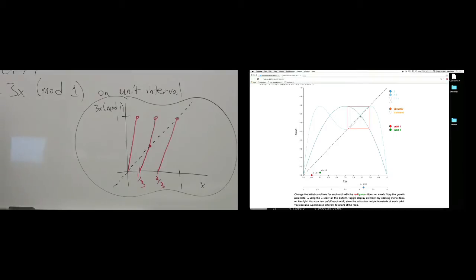A half maps to a half? Yes. Very good. Anything else? Infinitely many things do. 1/6. What happens when you multiply a sixth by 3? It becomes a half. What about, is there another one other than 1/6?